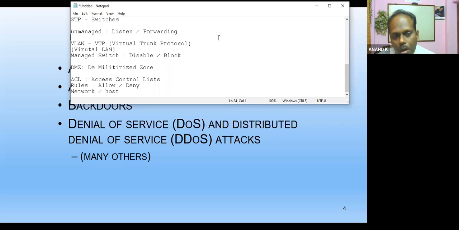The firewall rules are also called ACLs, or rules. ACLs are also called a firewall. What is there in the firewall? You have ACLs, access control lists. We also call them lists in short. Access control list, or list. Okay.